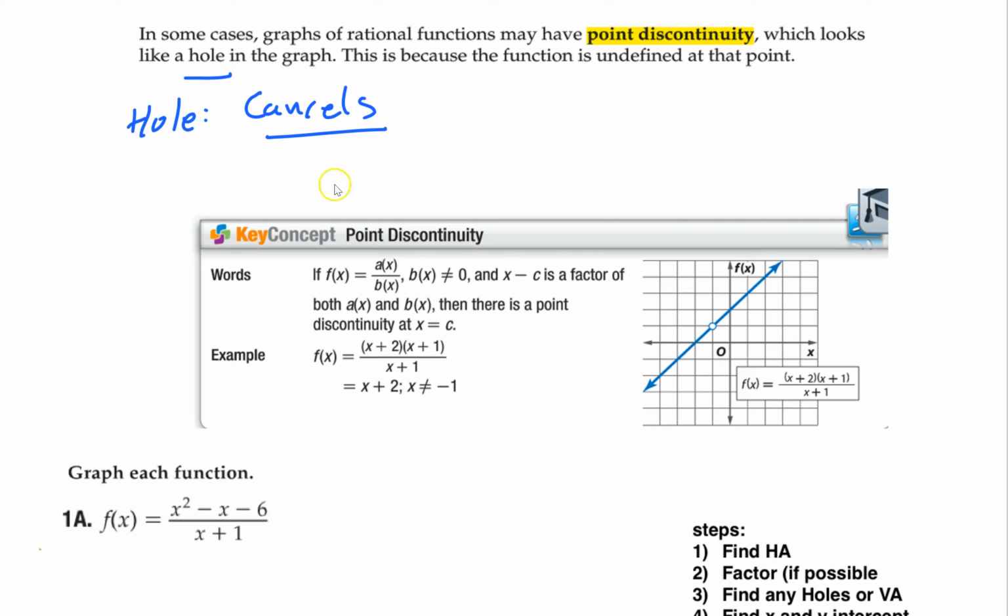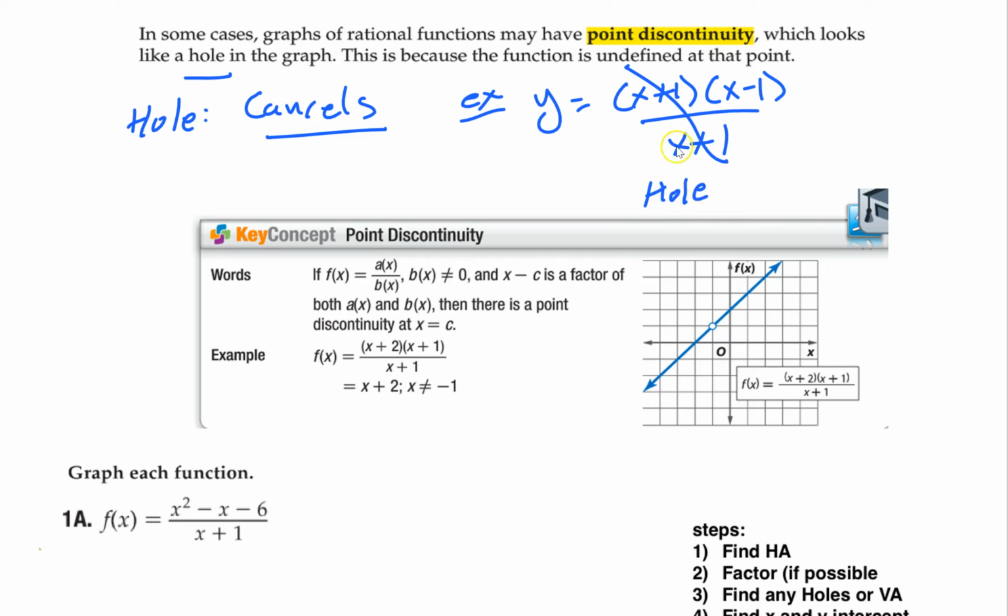So when stuff cancels, you have a hole in your graph. A good example, let's probably best to see by example. Let's do something like this, kind of like they do right here. So in this case, let's say I give you this graph here. Before you do anything else, you're like, these cancel. So that means you have a hole in your graph. Now where does the hole happen at? It's just like a normal vertical asymptote. You set this equal to 0. So my hole should be at x equals -1.